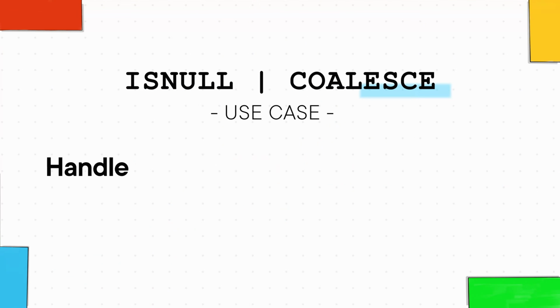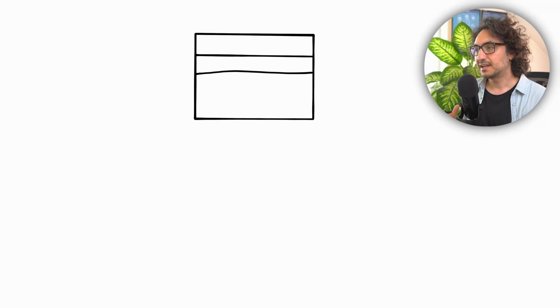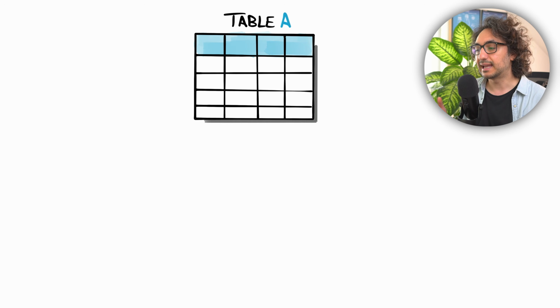Okay, moving on to the next use case for the COALESCE and ISNULL, we can use them in order to handle the null before doing joins. This is a little bit advanced use case, but it's very important to understand it. So let's understand why this is important. Let's have, for example, two tables, table A and table B.